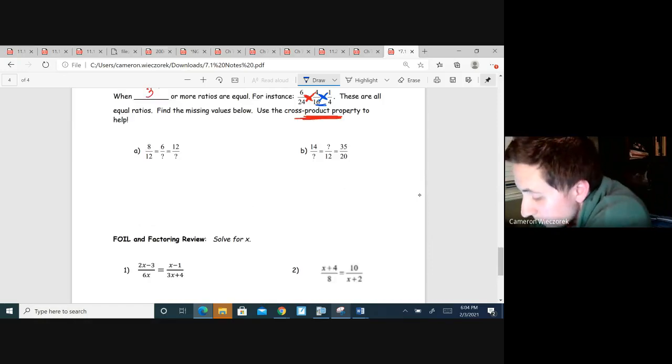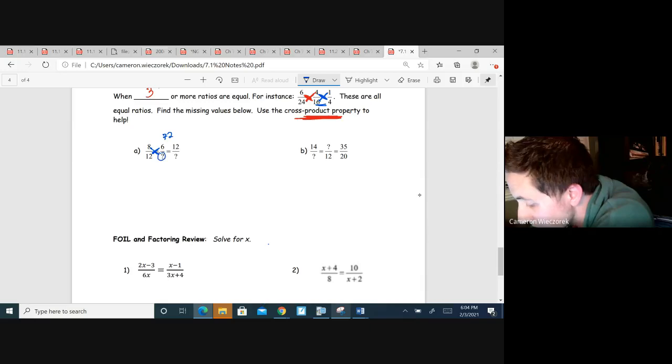So for example, in letter A, I have 2 question marks I have to find. I'm going to start with the 2 ratios on the left and in the middle. I see 12 times 6 would be 72. So I need 8 times this question mark right here to also equal 72. And if you're not sure what that is, divide it. 72 divided by 8 would be 9. So in blue, that question mark is 9.